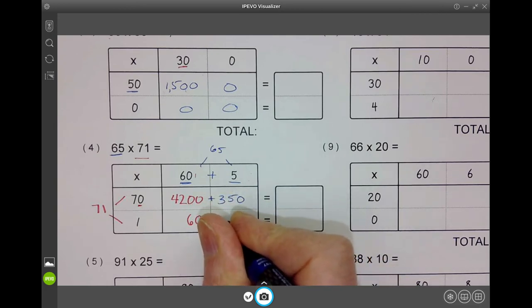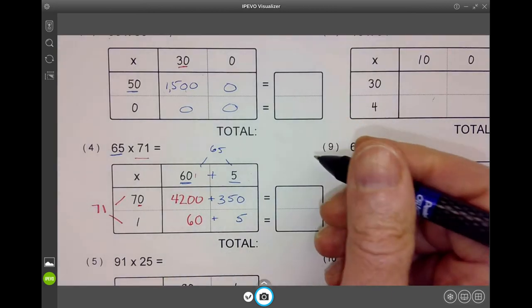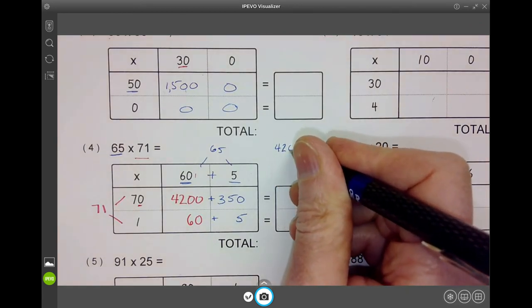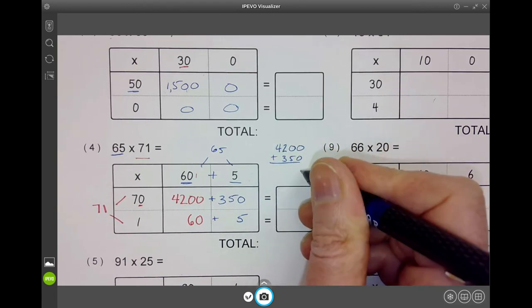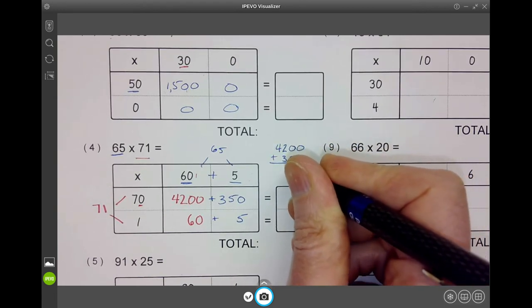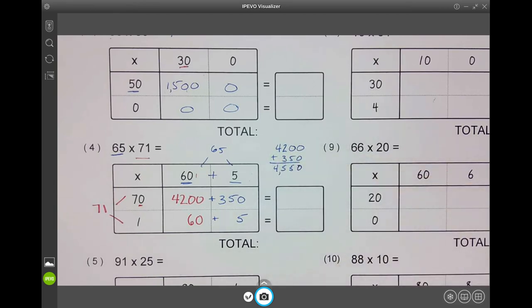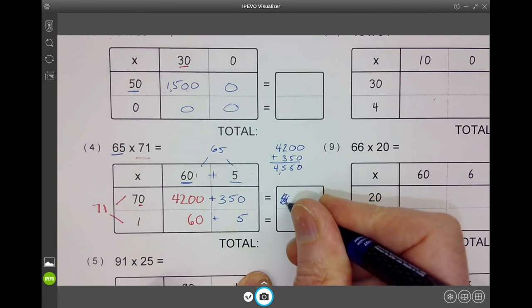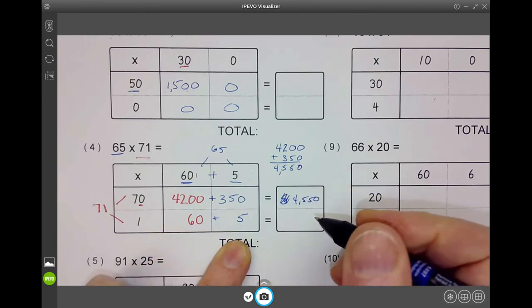Now we're going to add these up. 4,200 plus 350. I don't want to try and do that in my head. I'm going to use some space here. 4,200, 350. Add those up. Yes, you should write this part too. 0, 5, 5, and 4. 4,550 is what 4,200 plus 350 is. 60 plus 5 I can do in my head.